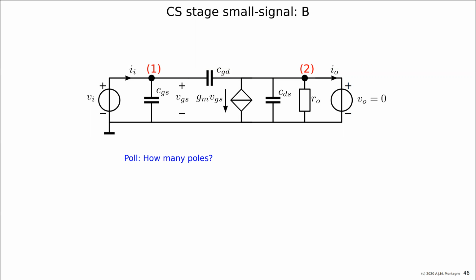And now look at CGD. The voltage across CGD is also set by the 2 voltage sources. It's VI minus VO. So it is not a free voltage. So in this case, we have 0 poles.